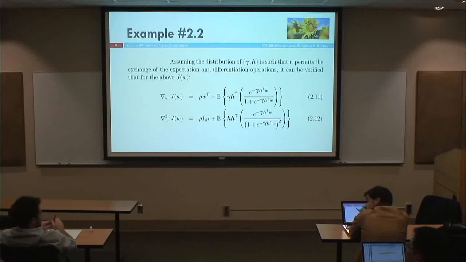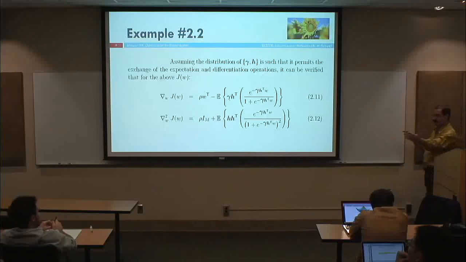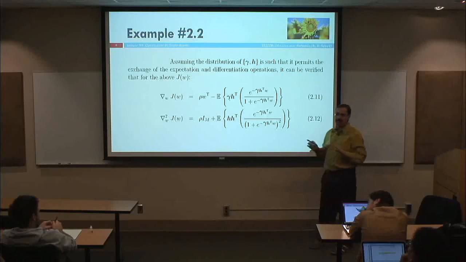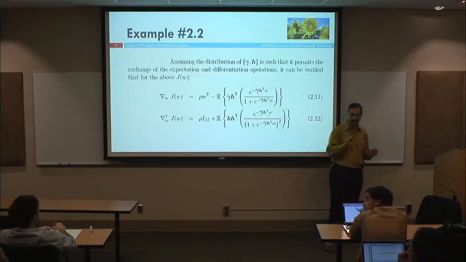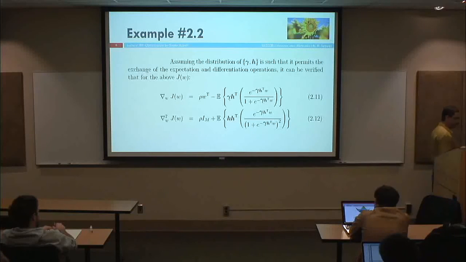Are we assuming omega is real? Yeah. In this first part of the lecture, I'm assuming omega is real. Later in the lecture, I'll go to the complex case. So if you compute the gradient and the Hessian, you're going to get these expressions here.